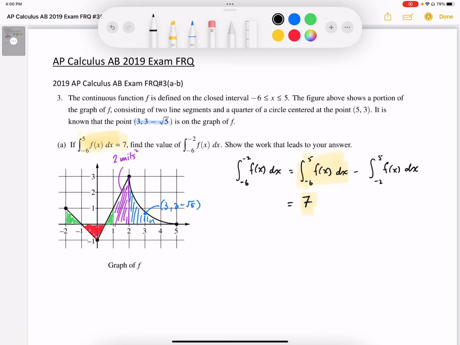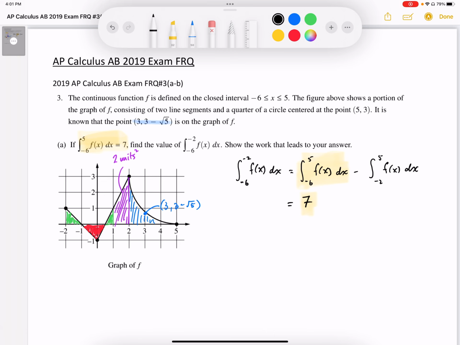For part A, it says the area from -6 to +5 is equal to 7. So the area including the part that's not known is 7, and we want to find the area from -6 to -2, the part that's not shown. What we can do is take the whole area, from -6 to 5, which is 7, and take away the area that we've been shown from -2 to +5. So that's what we've got to the right here.